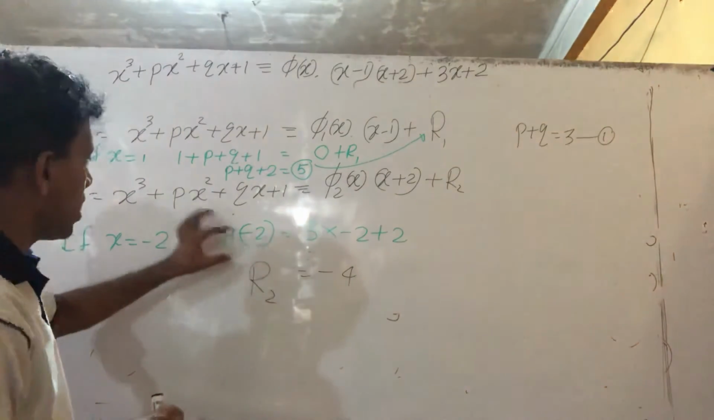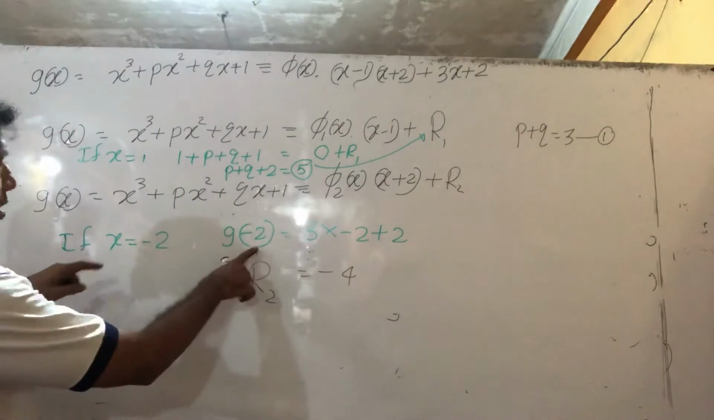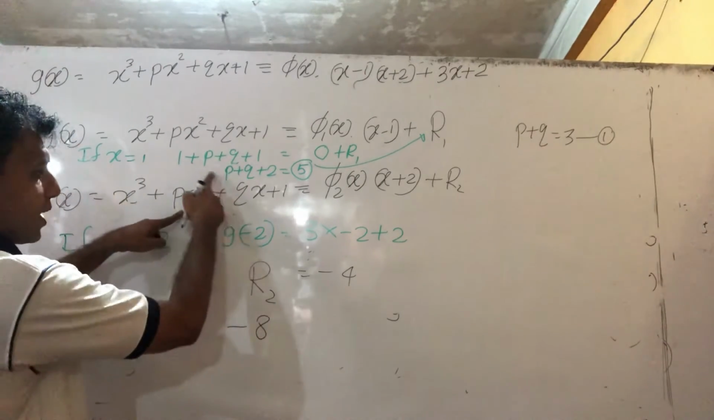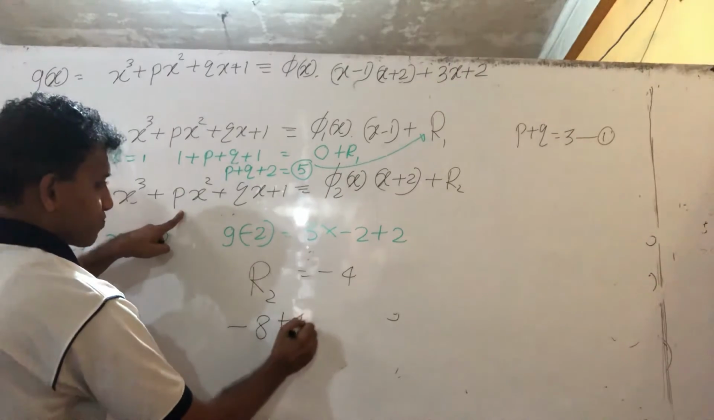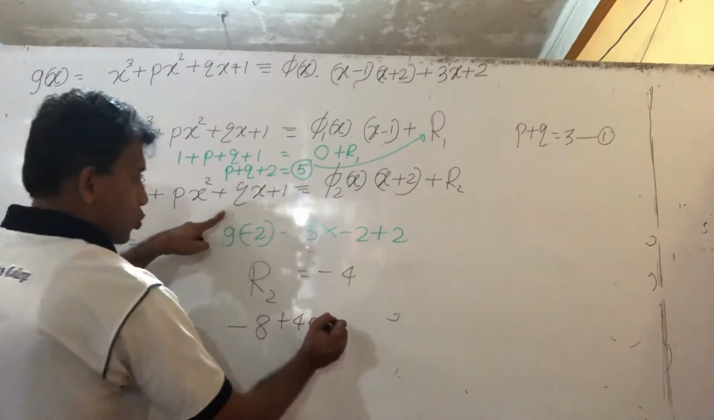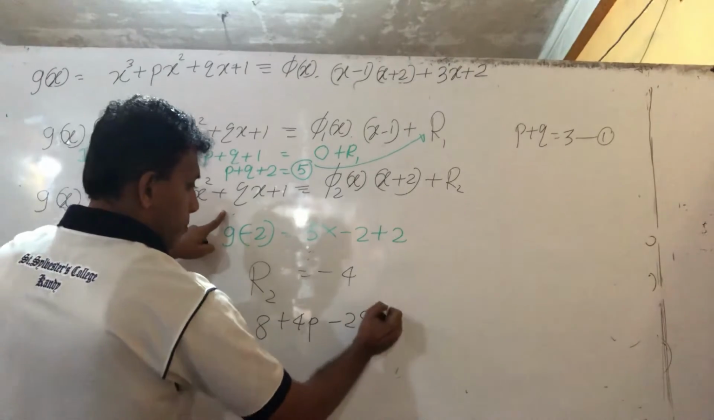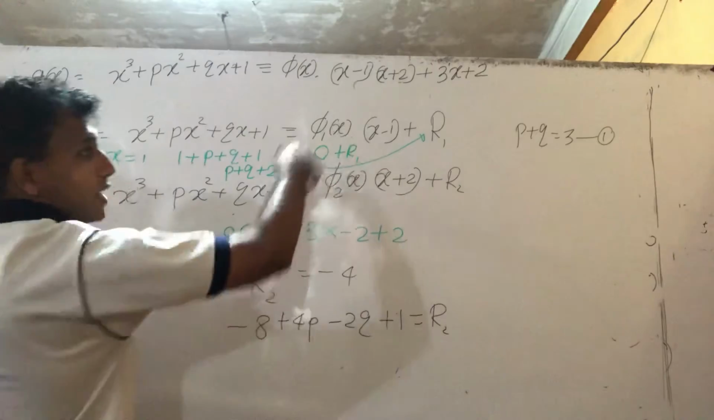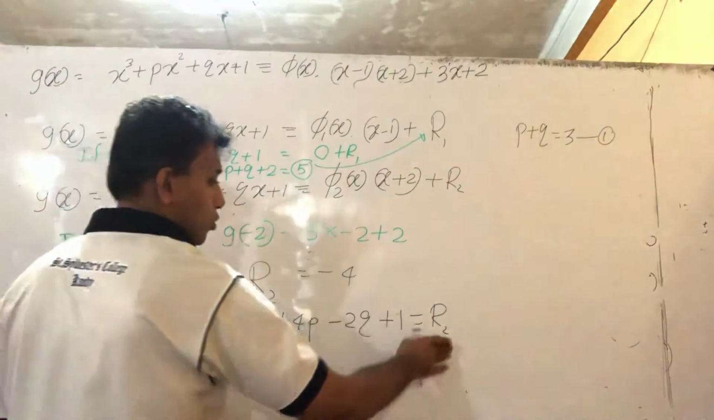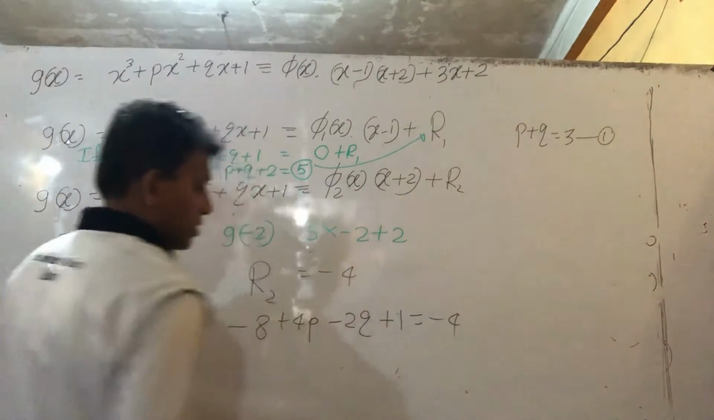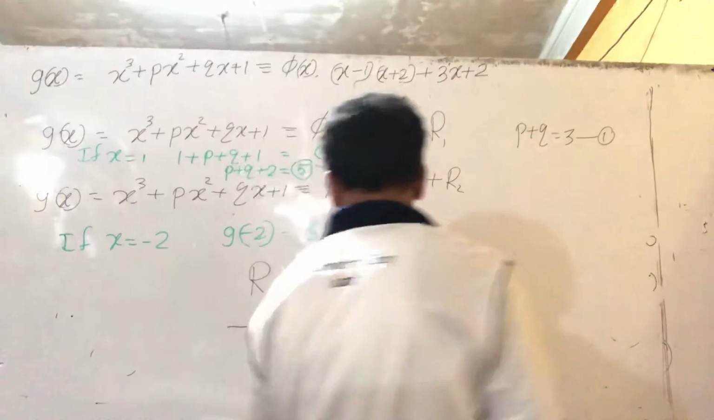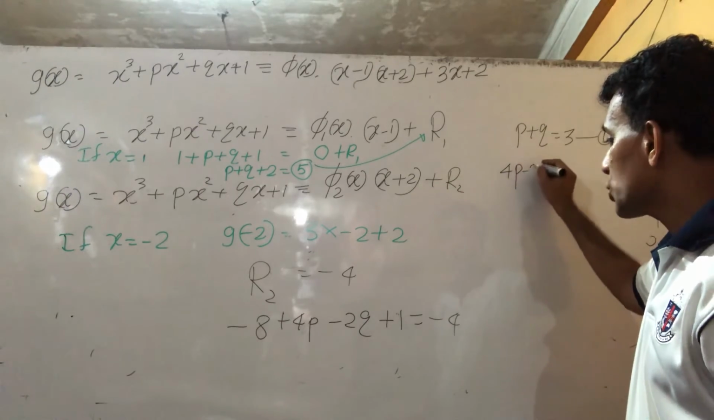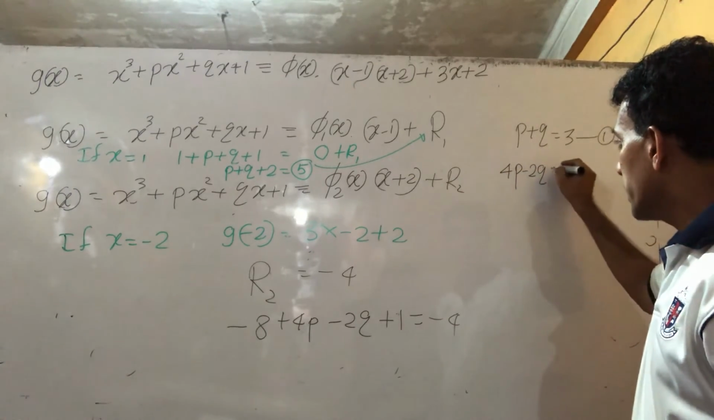Okay, how did I mark this? Put g for minus 2 actually. If you put minus 2, what happened here? Minus 8, put x for minus 2, 4p. Put x for minus 2, minus 2q plus 1, okay. This results to, otherwise the answer, that side equals minus 4, right? So connect to a second equation, 4p minus 2q equals, is it okay?